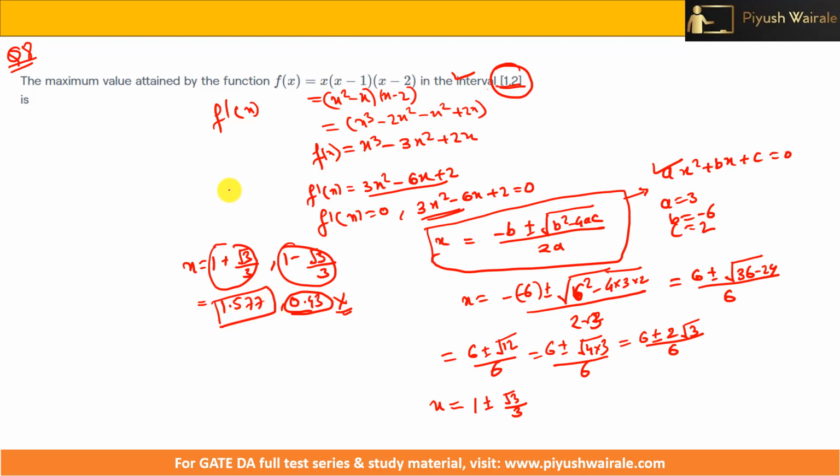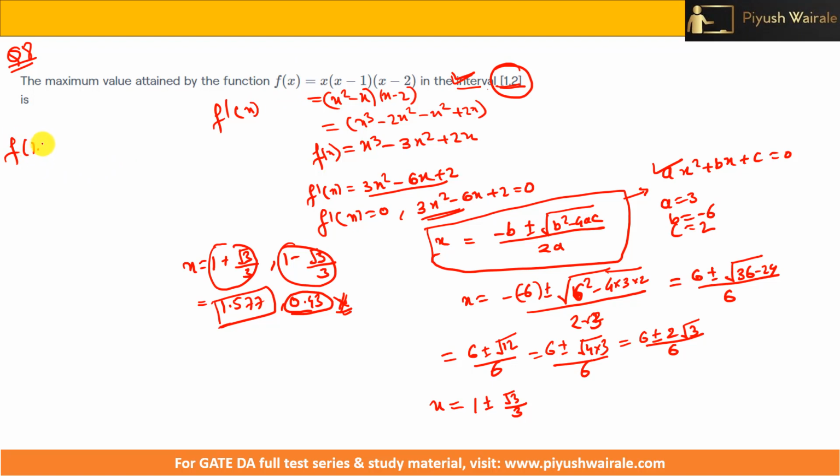So while solving such type of question, please be careful whether our stationary points are lying in this interval or not, okay? Because this point is not lying in this interval, so we are not going to consider this. So in this case, we have only one particular point, that is 1.577. Now just try to put the value of 1.577 in the f of x. So what will I get?